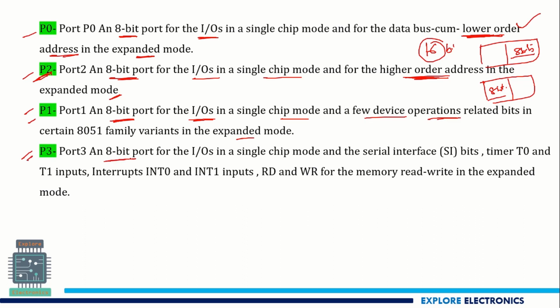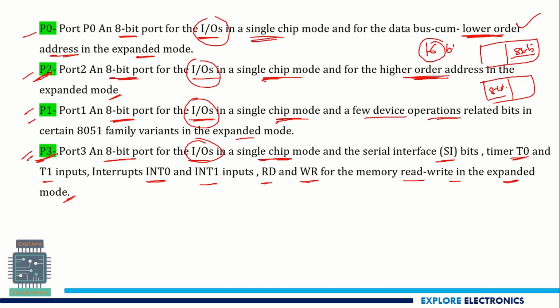P3 also acts as IOs. The 8-bit ports are IOs in single chip mode, with the serial interface, timer T0, T1 inputs, and interrupt inputs. RD means read and WR means write, for the memory read and write operations in the expanded mode. So these ports can be used as IOs all the time. That will be called single chip mode. Whenever we use those pins as IOs, we call it single chip mode.